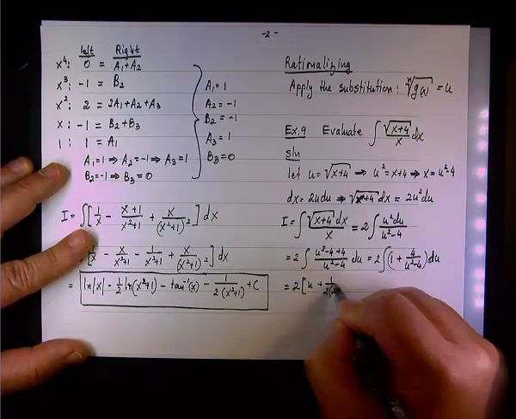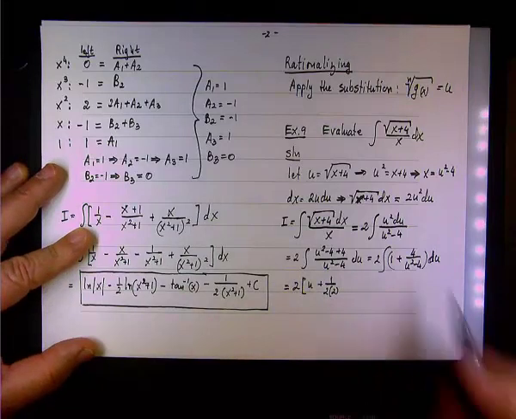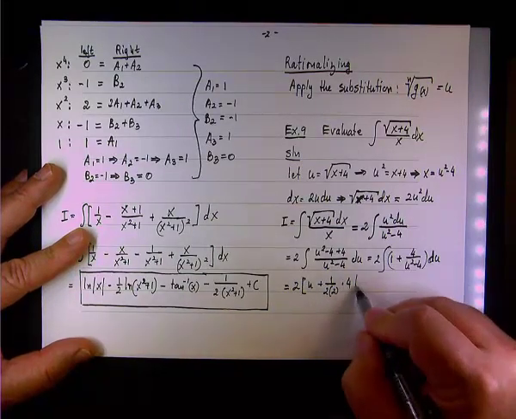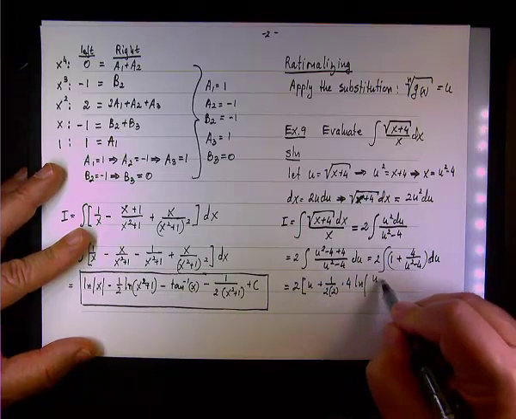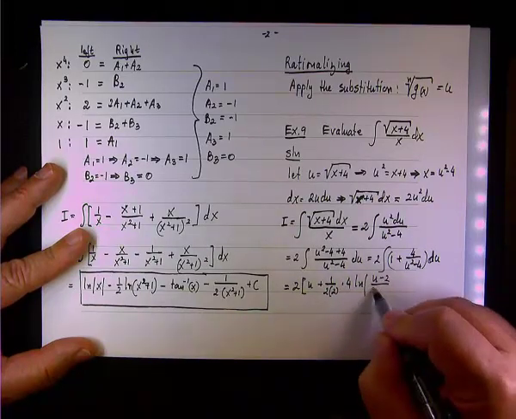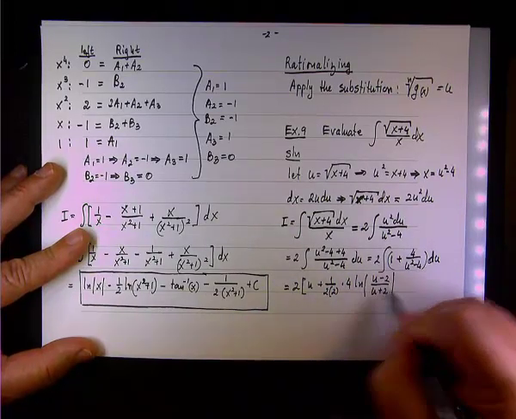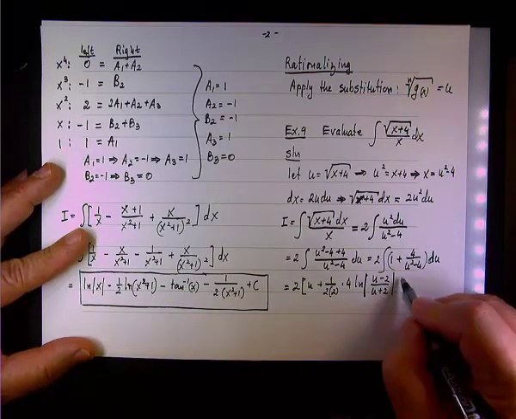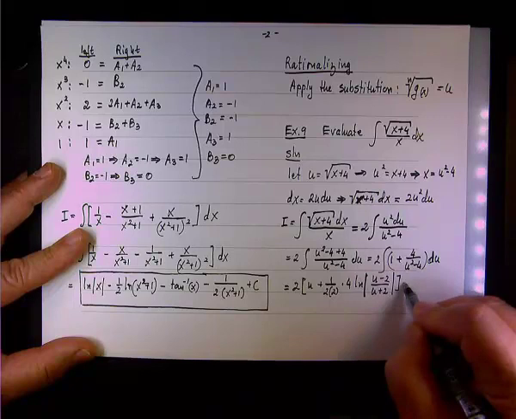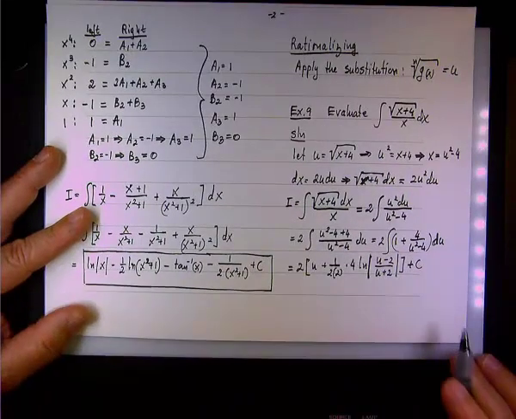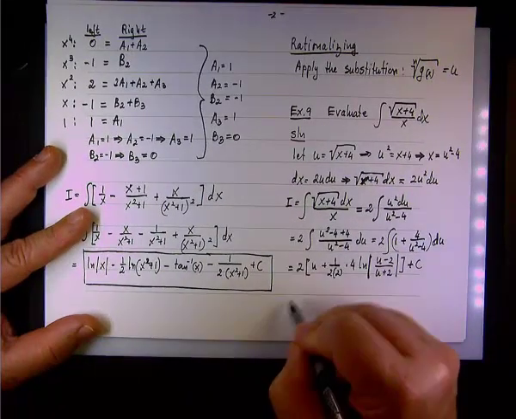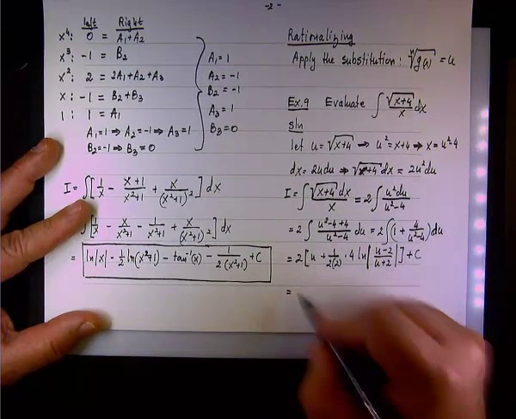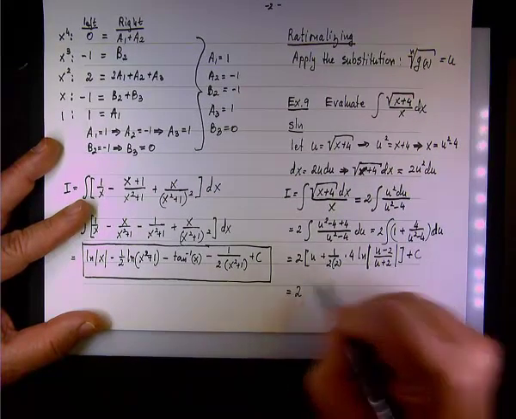So this is a shortcut. a is 2. 1 over 2a will be, well, let's do it this way, 1 over 2 times 2. And then we multiply it by 4, because we have the coefficient, and then we have the natural log of u minus 2 over u plus 2. And here, we don't know whether u is greater than 2 or less than 2, so we have to put in the absolute value.